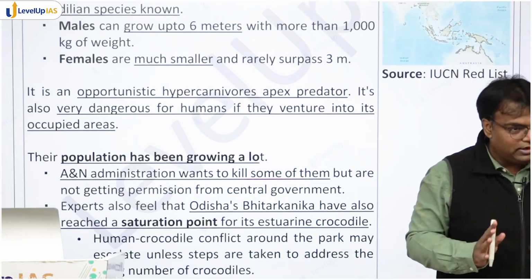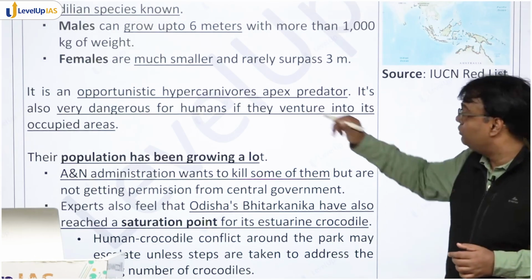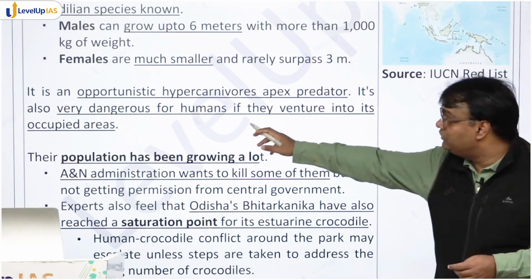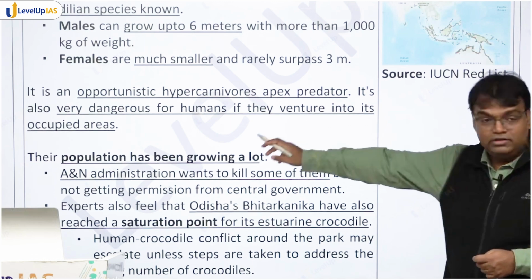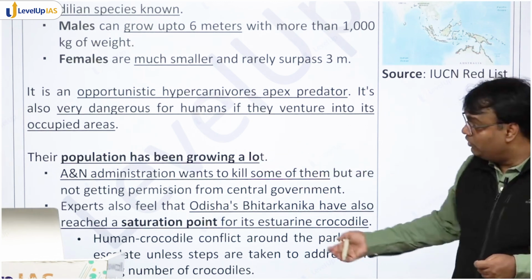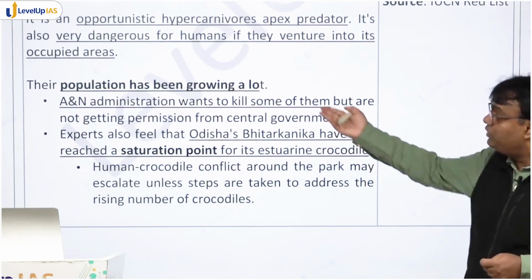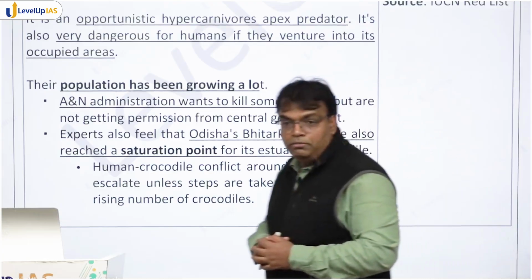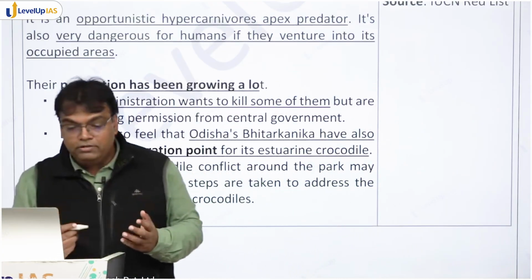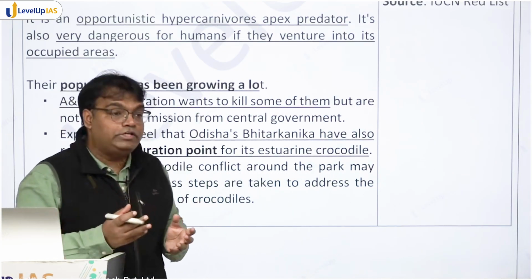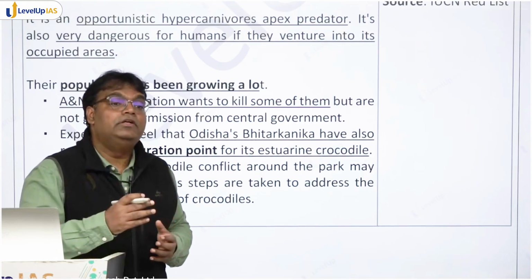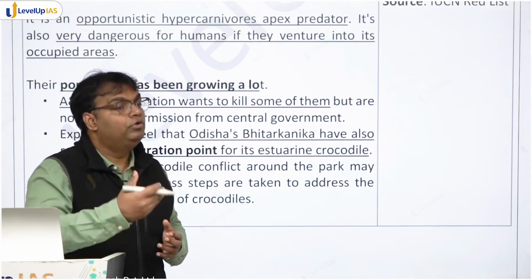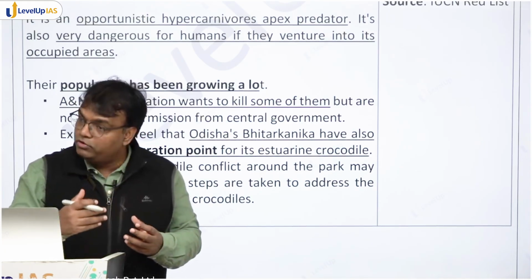Whatever it can hunt, any of these things. So it's an apex predator. It's also very dangerous for humans if they venture into the occupied area, the saltwater crocodile occupied area. Its population has been growing a lot. Bhitarkanika mein human and crocodile conflict has increased. Bhitarkanika is a national park in where? Odisha. Human crocodile conflict has increased.